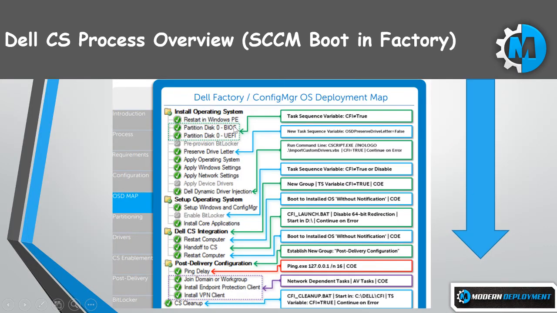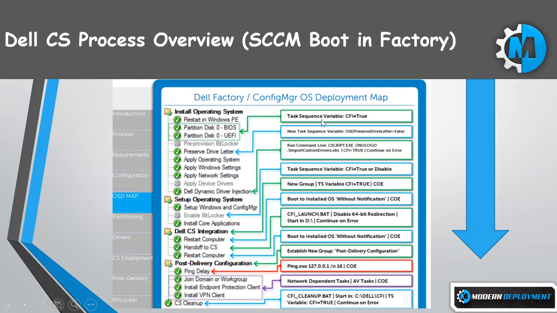So this is what it looks like at a high level. Your task sequence will basically have various configurations that you need to configure in your task sequence. This example they show here is just a standard task sequence. And of course, it's recommended that you have an MDT integrated task sequence in SCCM, so that you can have the additional variables and those sort of options available to you.